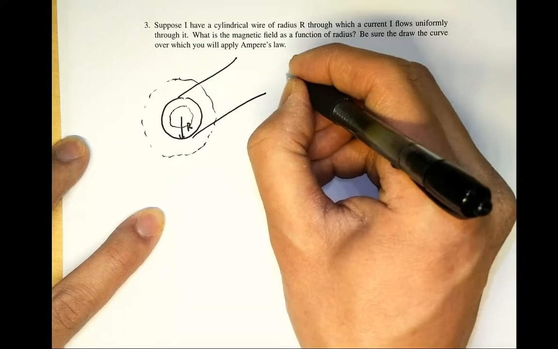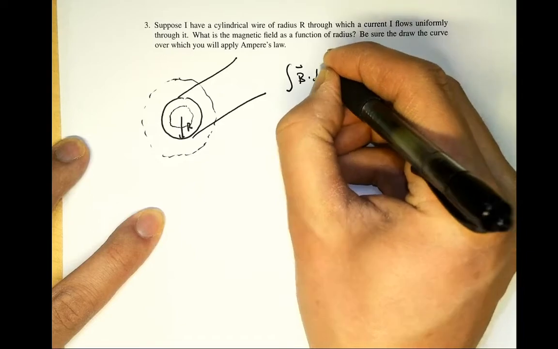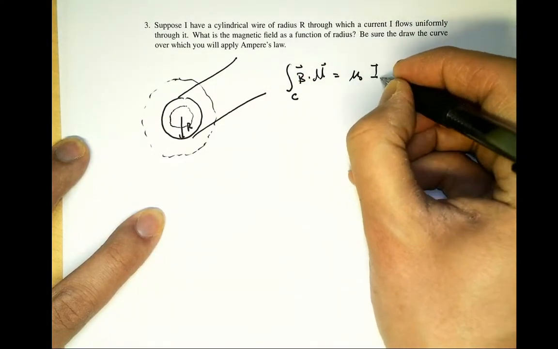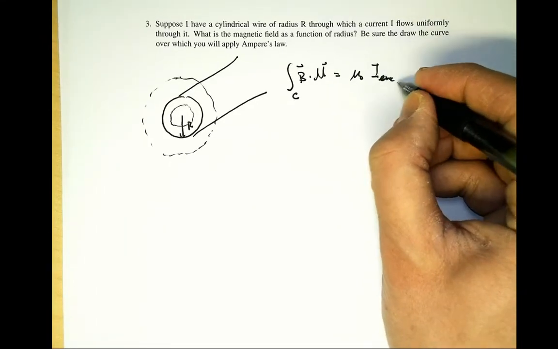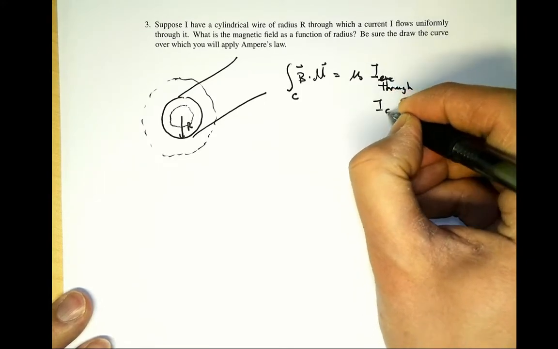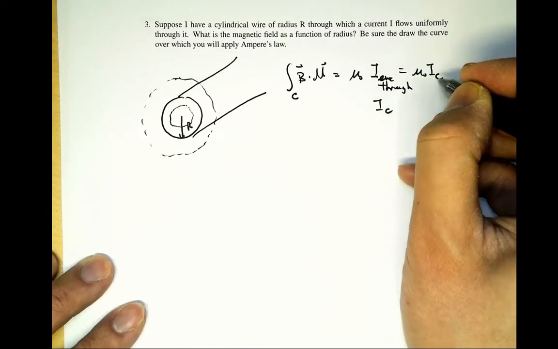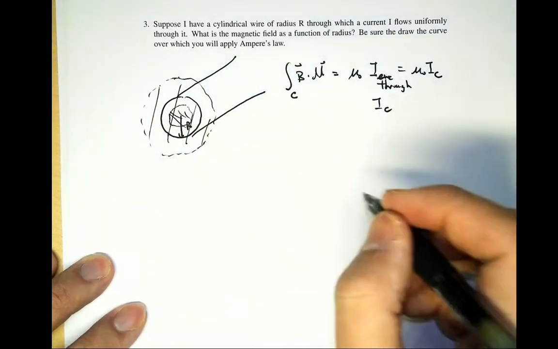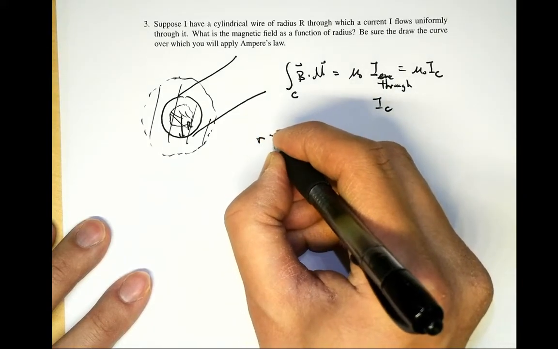All right, so let's write down Ampere's law first. It's the integral of B dot dl along some closed curve is equal to mu 0 I enclosed, or through, or I_C. Actually, I'm going to use I_C, mu 0 I_C. This is the current that flows through either of these surfaces. So we're going to do the easy one first, r greater than capital R.